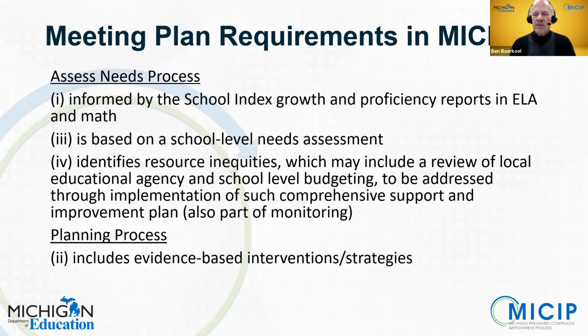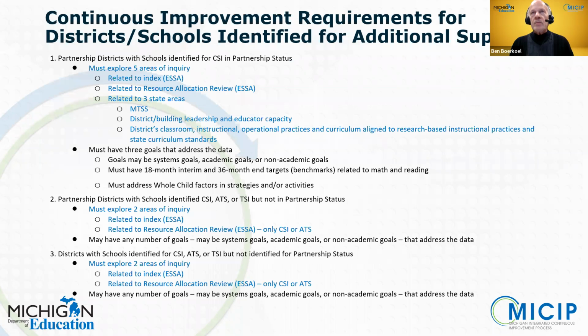evidence-based interventions and strategies. So on this slide, you see basically three different groupings of districts and schools that we're going to be addressing today. So first of all are those partnership districts that have schools that are identified for CSI and they are in partnership status. And if that's the case, then again, you will be supported by the Office of Partnership Districts. And as part of that, then you are required to, as part of your areas of inquiry, so that's where the continuous improvement process begins, you have to explore those areas that are related to the index, as we said.